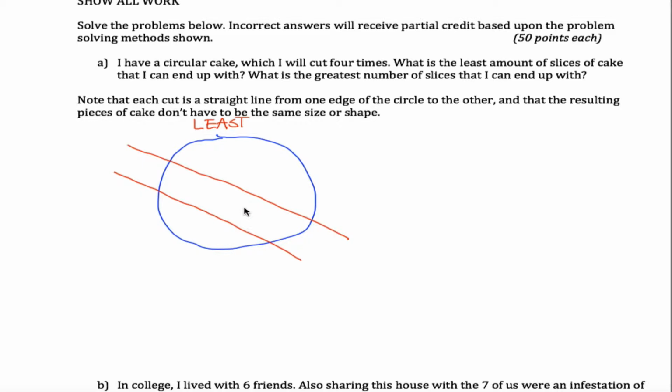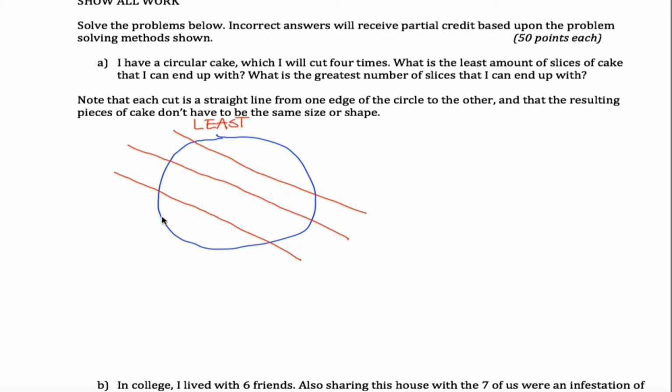And my third cut, kind of the same logic. I could have it go through here or somehow intersect these other cuts, but that's going to leave me with a lot of slices of cake. If I want to end up with the least, it makes sense to have this cut not intersect either of these 2 cuts. And then finally, that same logic for the last cut.